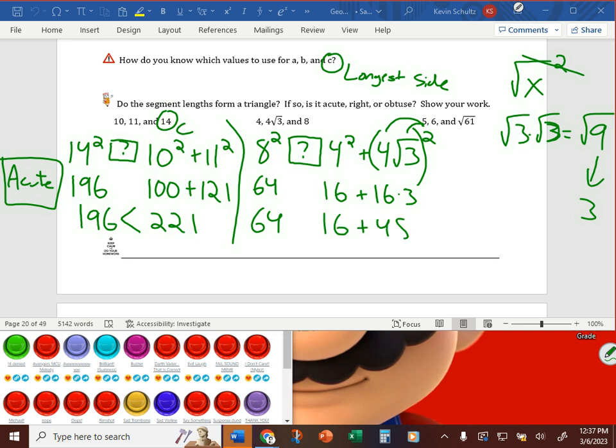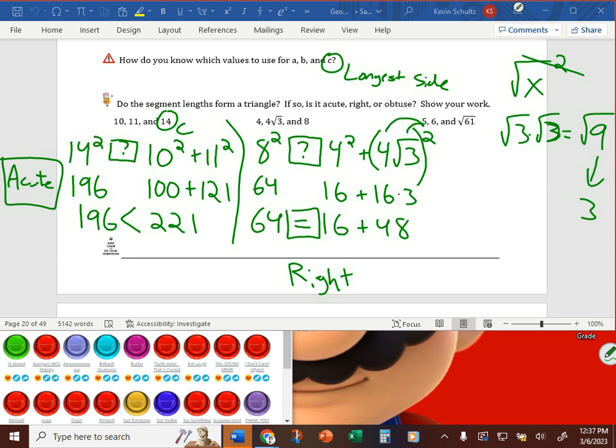64 is what compared to 16 plus 48? Okay? It's equal. So, what type of triangle is this? Right. The right triangle. Okay. So, squaring roots can get a little bit tricky if you're not paying attention. Put those parentheses in there, or do it mentally. You can do this, okay? But just be aware of that.